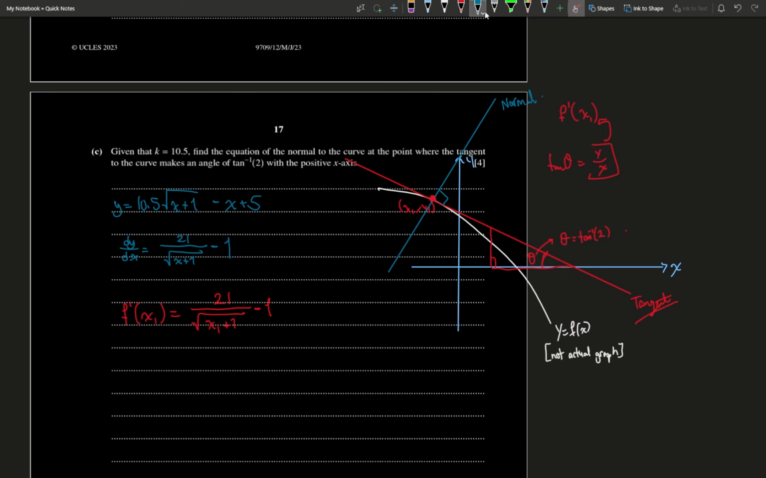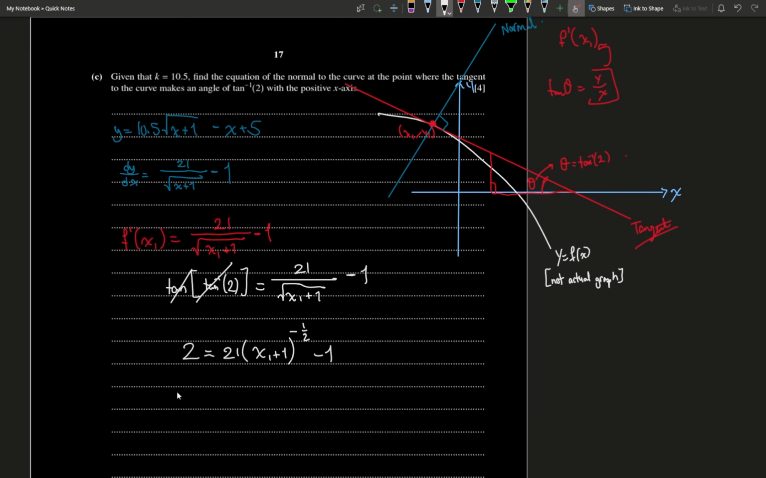So we'll say, let me change the color so it's clearer, that tan of the angle theta, and theta is equal to tan inverse of 2, is equal to our f prime function, which is 21 divided by the square root of x1 plus 1 minus 1. So tan of tan inverse of 2 cancel each other and give only 2. So 2 is equal to 21 divided by, actually let's bring the square root up, so it's 21 times x1 plus 1 raised to the power negative half, minus 1. Let us solve for x1.